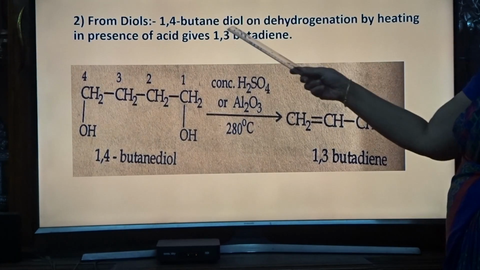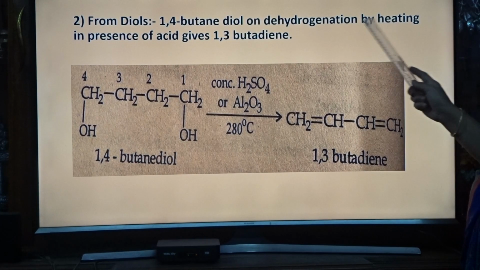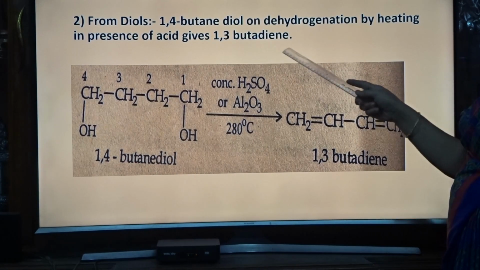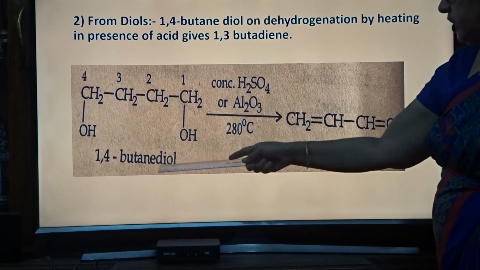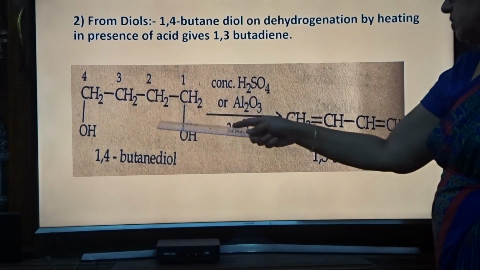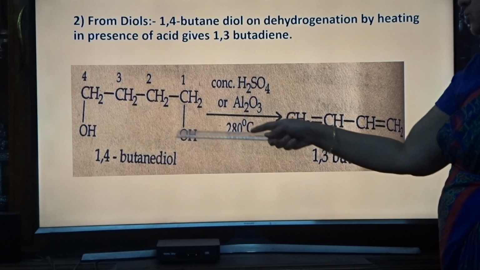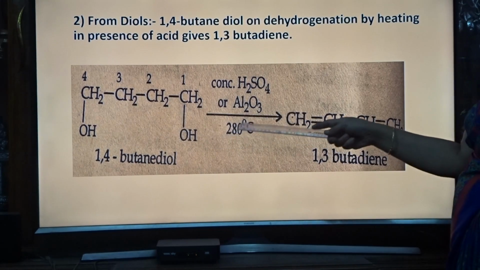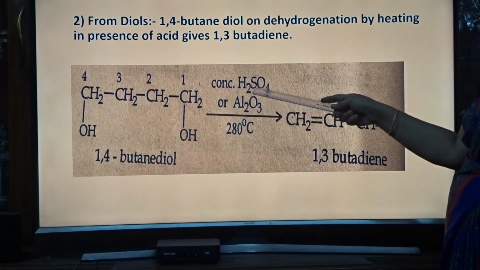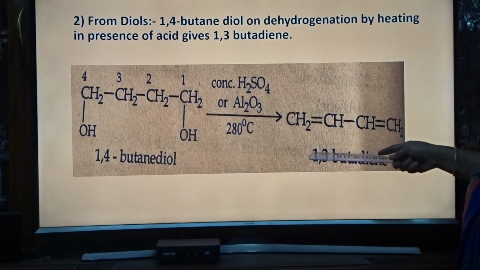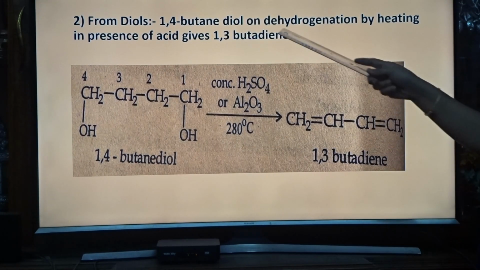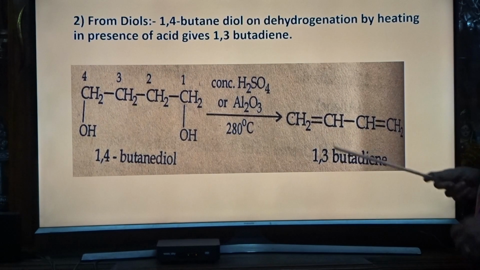From diols. 1,4-butanediol on dehydration by heating in presence of acid gives 1,3-butadiene. In 1,4-butanediol, in positions 1 and 4 OH groups are there, two OH, so diol. In the presence of alumina and concentrated H2SO4 at 280 degrees centigrade, you are getting 1,3-butadiene. So from diols you are getting 1,3-butadiene.